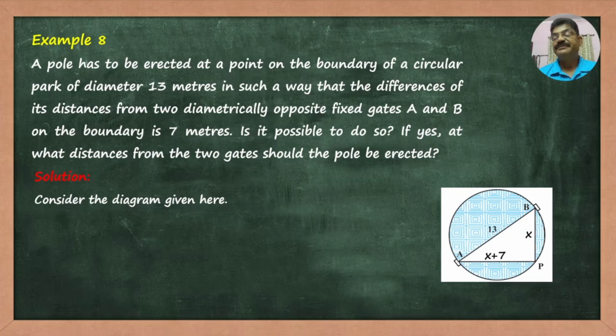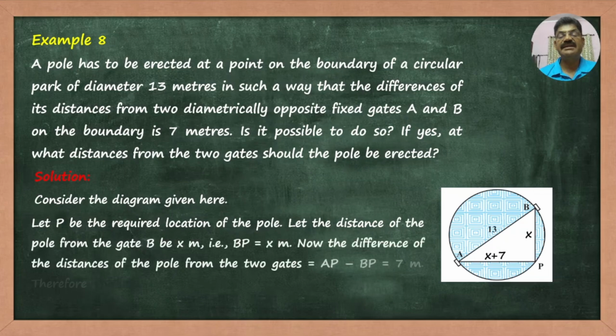But remember, AB subtends a right angle at P because AB is the diameter and P is on the circumference. Therefore, AB subtends a right angle at P. This you have to remember.